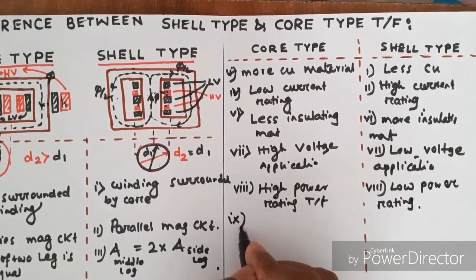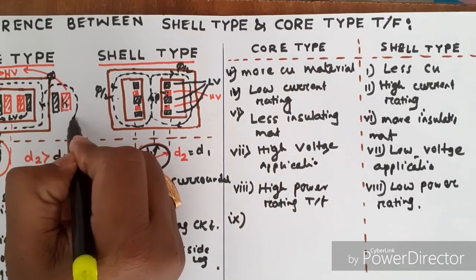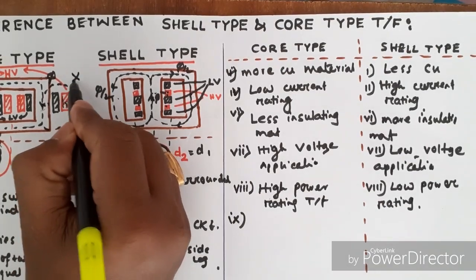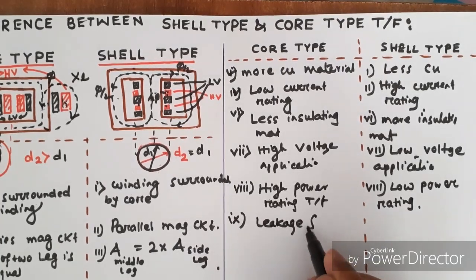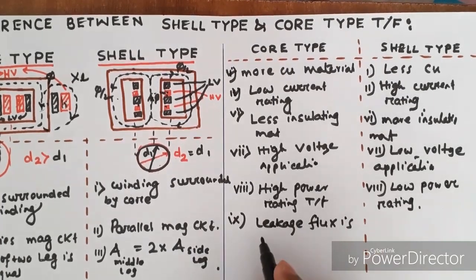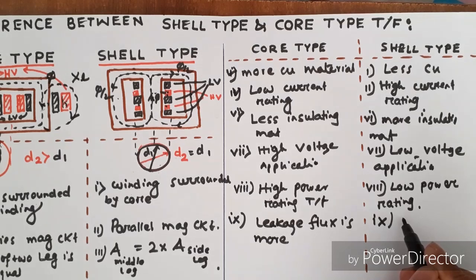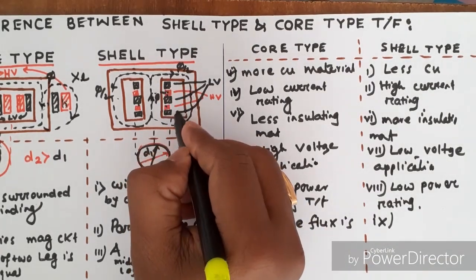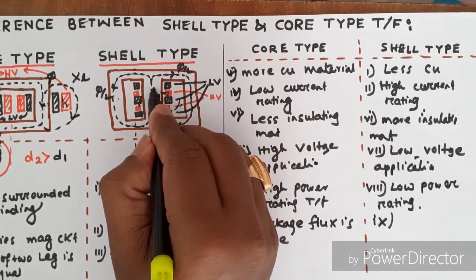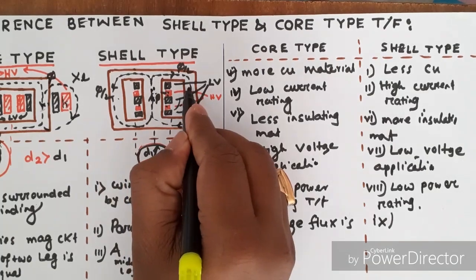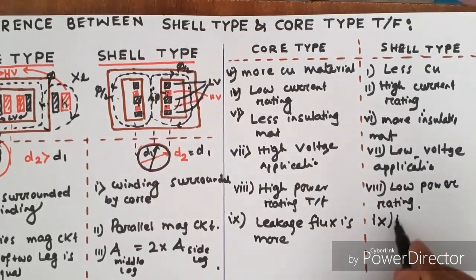Point number 9. Here in the core type transformer, the leakage flux is more. Therefore, XL will be more. Here leakage flux is less since the air gap is less. Here core is there, with the middle leg, this is the side leg, and this is the winding. There is no air gap. Therefore leakage flux is less.